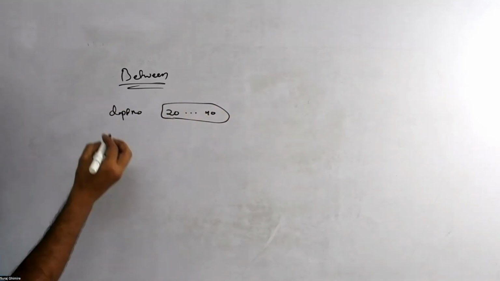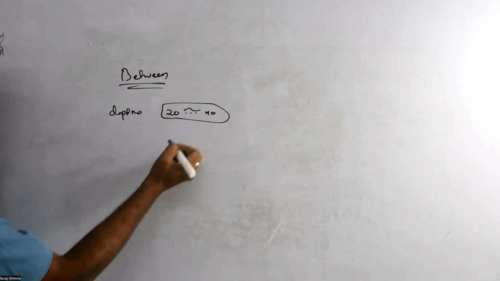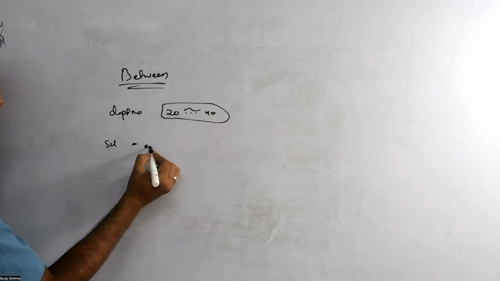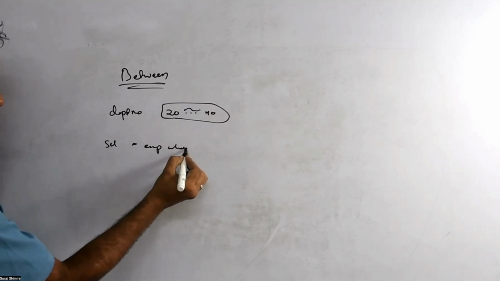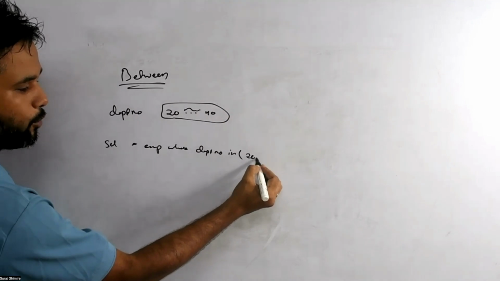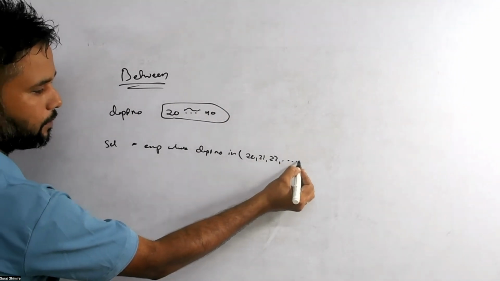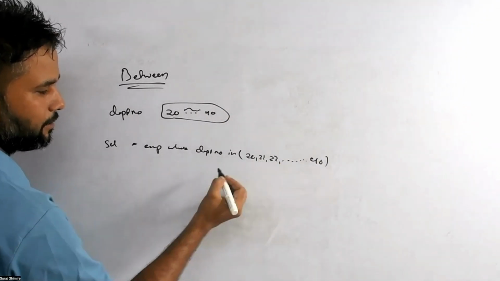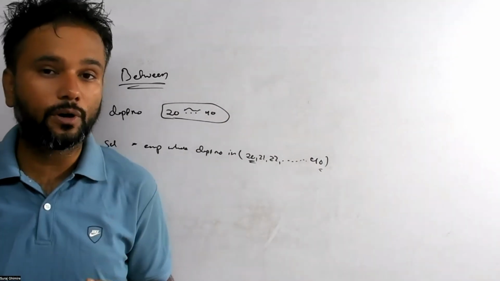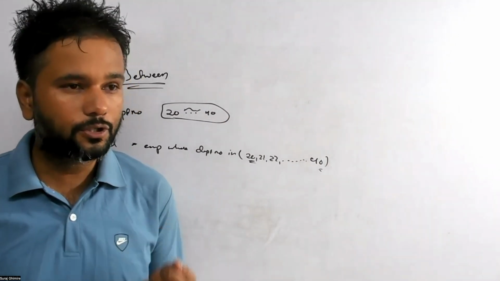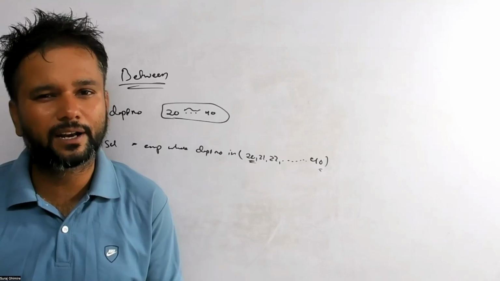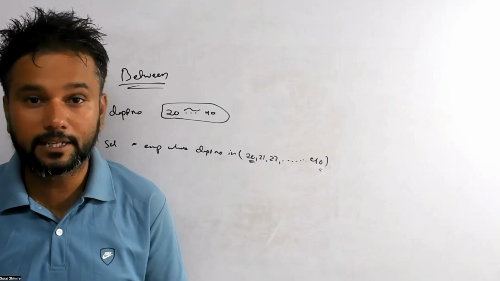Right? When you have a range, you don't want to say select star from employee where department number IN, and you really don't want to write 20, 21, 22, dot dot dot. You just know a range, and you just want to search if the value that you are looking for falls within a particular range. If it does, then you'll use BETWEEN.